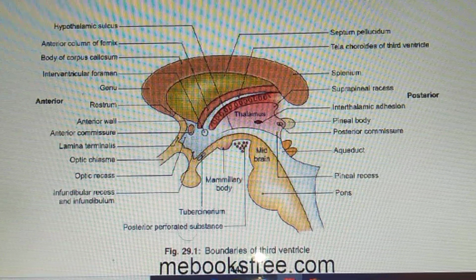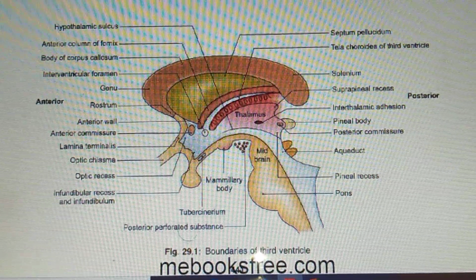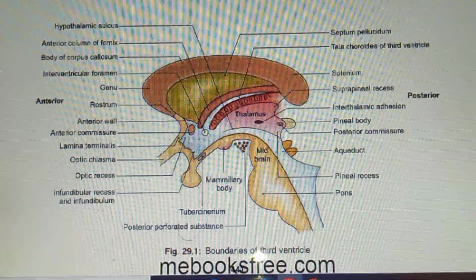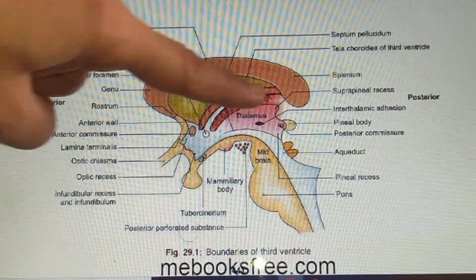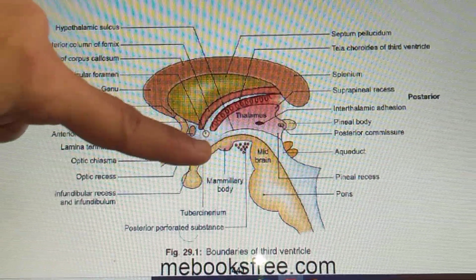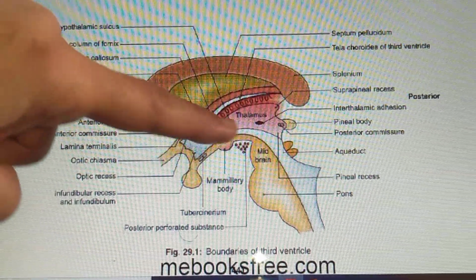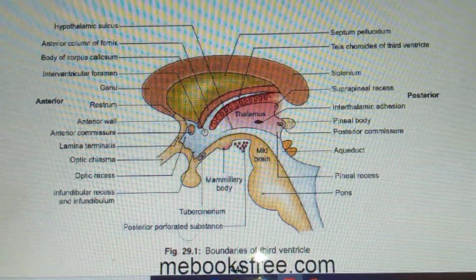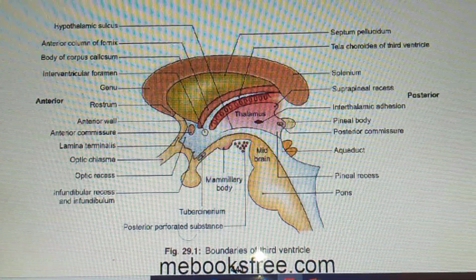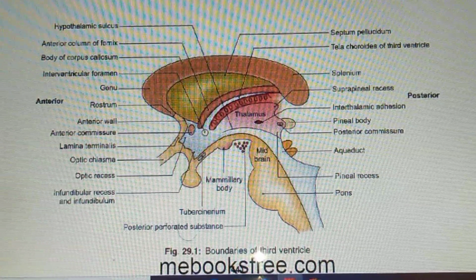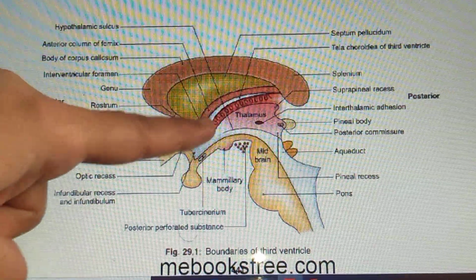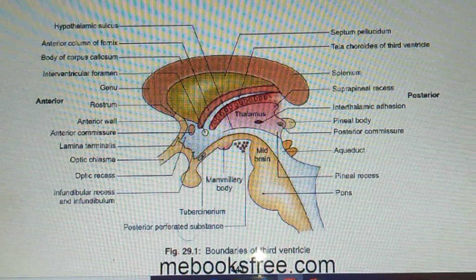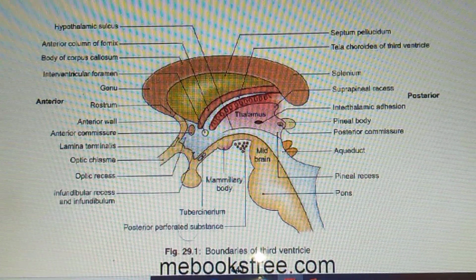Next is the lateral wall. It is formed by the medial surface of the thalamus in its postero-superior part and the hypothalamus in its antero-inferior part, right? The postero-superior part thalamus, antero-inferior part hypothalamus, and by the hypothalamic sulcus. You can see this hypothalamic sulcus which separates the thalamus from the hypothalamus. The sulcus extends from the interventricular foramina to the cerebral aqueduct. Okay, so that is about the lateral wall.